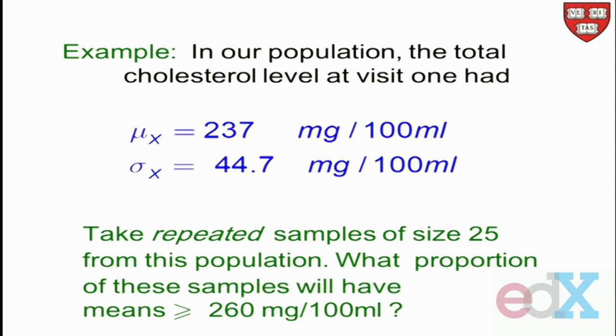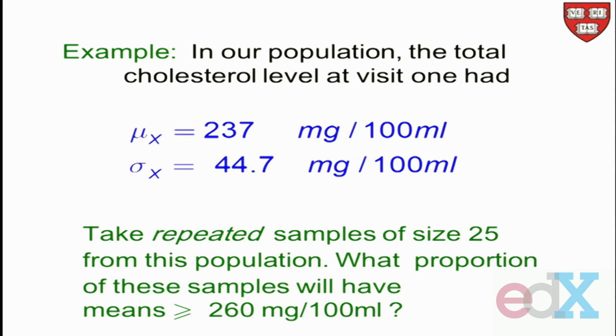So we have the population, mean is 237, standard deviation 44.7, because we know what the population is that we're sampling from. That's not how things typically work in practice, but for now, this is just an intellectual exercise that we're carrying out. So we've got this population with a mean of 237, and the question is, how often will the sample mean, not the population mean, how often will the sample mean, when we take samples of size 25, have a value bigger than 260 or equal to 260?